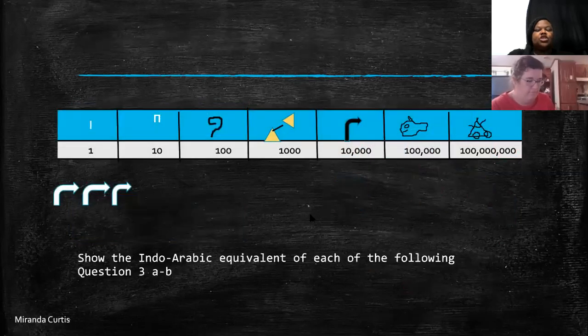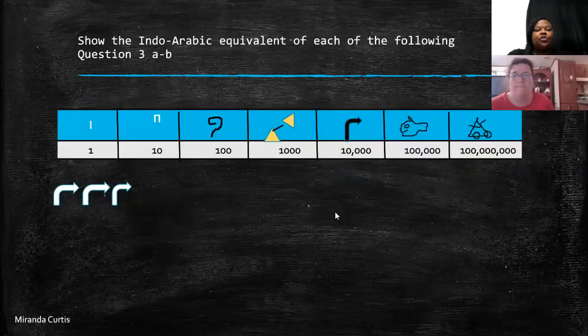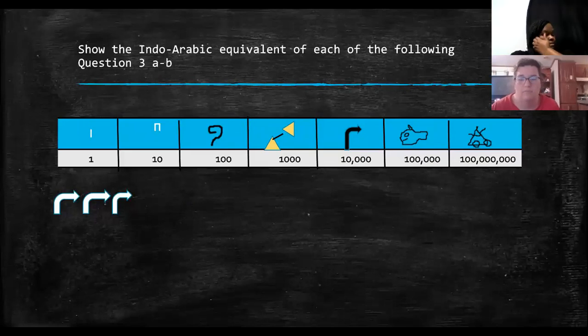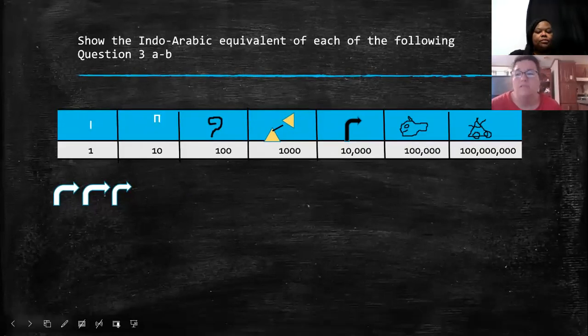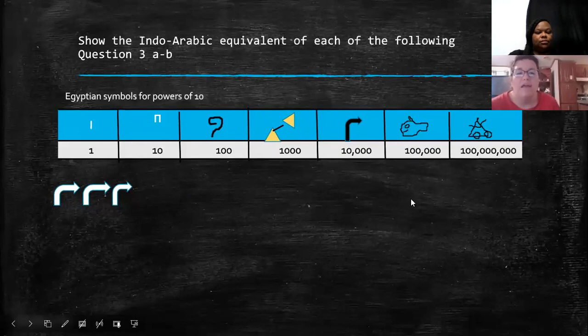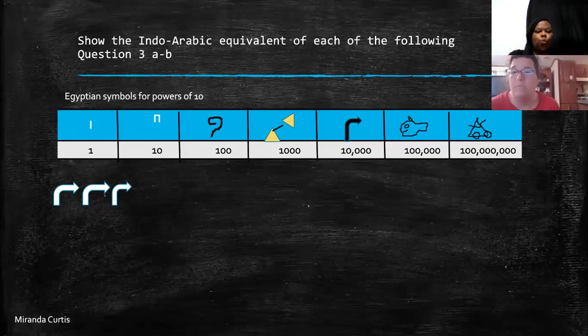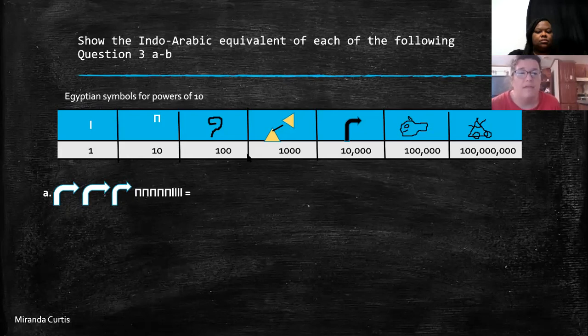All right, Miranda, show the Indo-Arabic equivalent of each of the following, 3A through B. Okay, so what's going to help us with this is we have to remember that this is just like if we had a number like 1,200. Your 1 would be in our place setting of ones, the 2 would be tens, 0 would be hundreds, and the next 0 would be thousands. So with our patterns, it's going to come the same way.